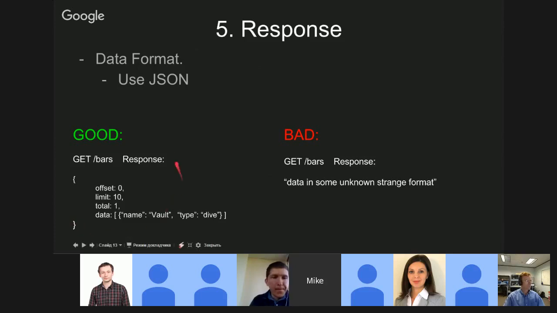Here we have a good example of getting a list of bars and the response in JSON format. For example, I want to fetch a list of bars from my database, and here I receive a JSON object. In this object, I can find offset, limit, and total. These values are used for pagination, and the data directly. This data is an array of bars. In this example, we got only one bar. It's called vault, with type div, something like that.